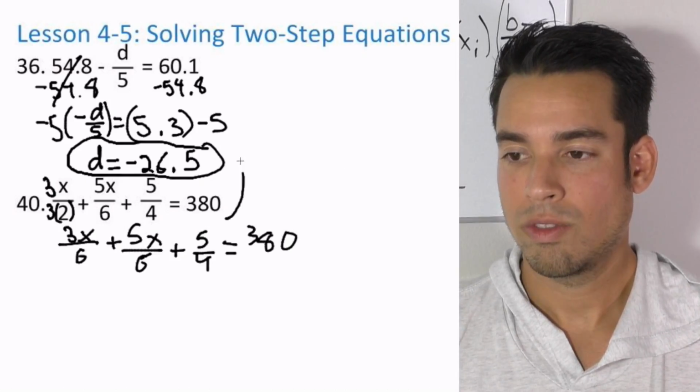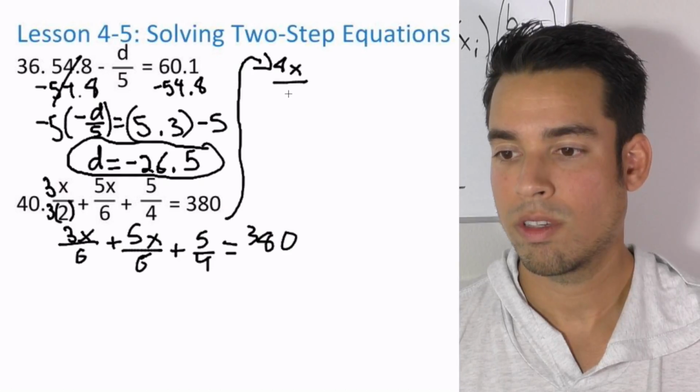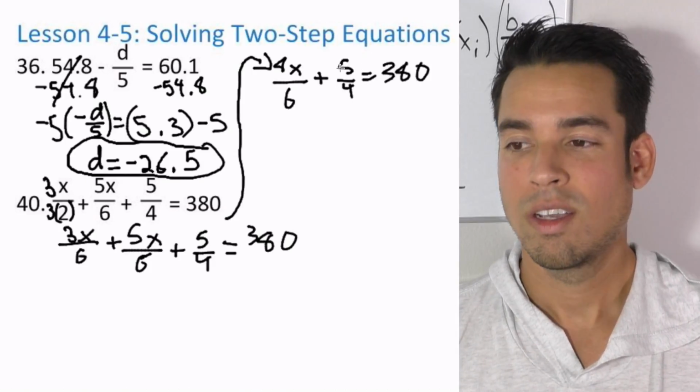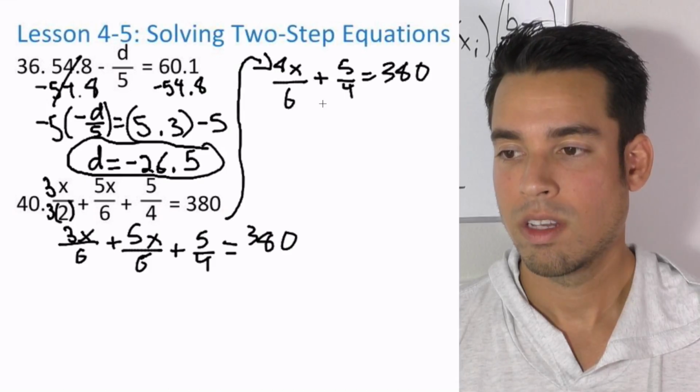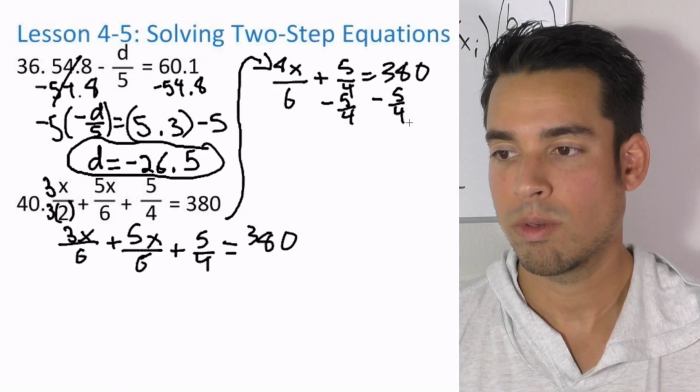So now let's use some of this nice room up here. Now we've got 8x over 6 plus 5/4 equals 380. Now let's get rid of this guy, because this is kind of just sitting here. We don't need him. He's farther away from x. Let's subtract 5/4 from both sides.